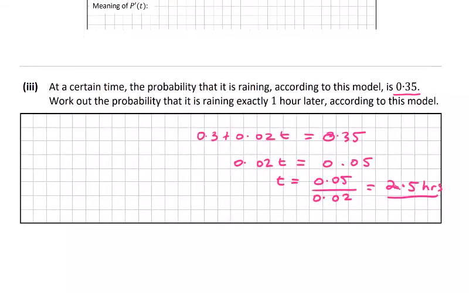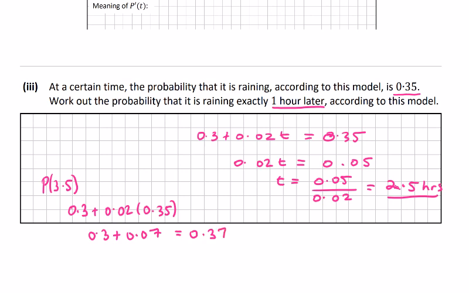2.5 hours after the start of the day, the probability is 0.35, and we're asked the probability 1 hour later. So the probability at 3.5, we've got to sub it back in. 0.3 plus 0.02 by 3.5 is 0.3 plus 0.07. So 0.37, or 37%, rate of increase of the probability that it's raining.